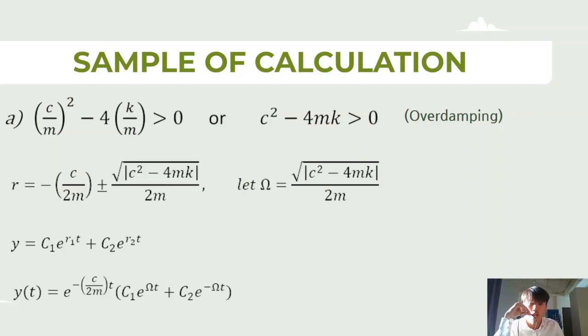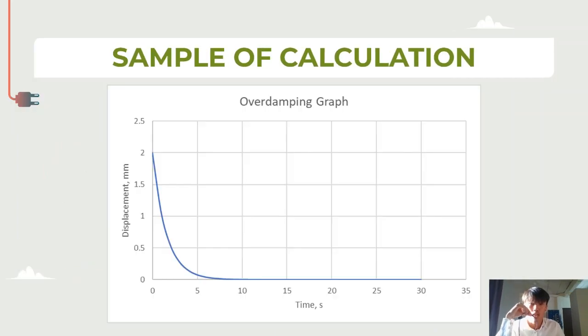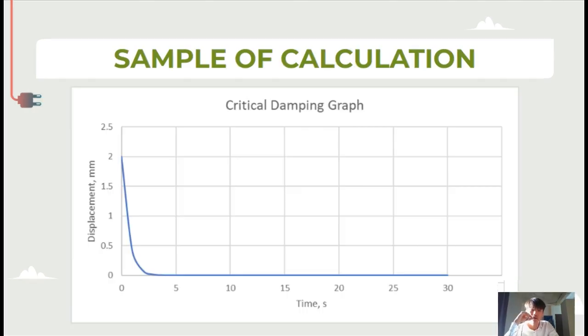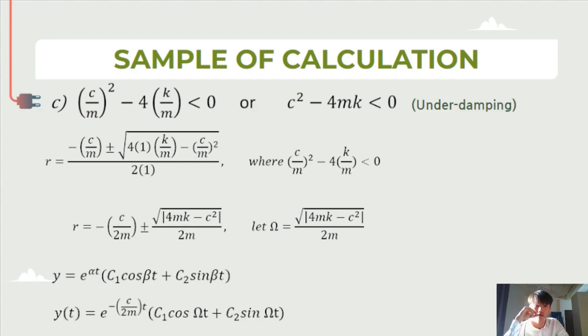The values of the roots are equal to this equation, and we substitute them into the general solution to get the final equation. And after we get the final equation, we can plot the overdamping graph. The method we use for overdamping is also applicable for critical damping and also underdamping.